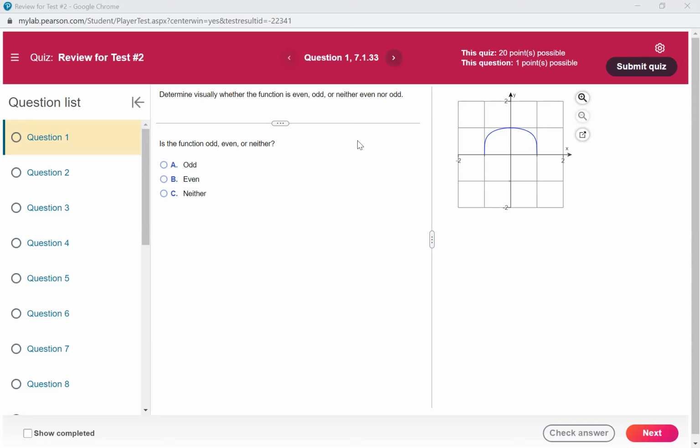It's also symmetric to the y-axis. If I fold it over the y-axis, it lands on itself. So y'all, since it's symmetric to the y-axis and it touches the x-axis an even number of times, this would be an even function.